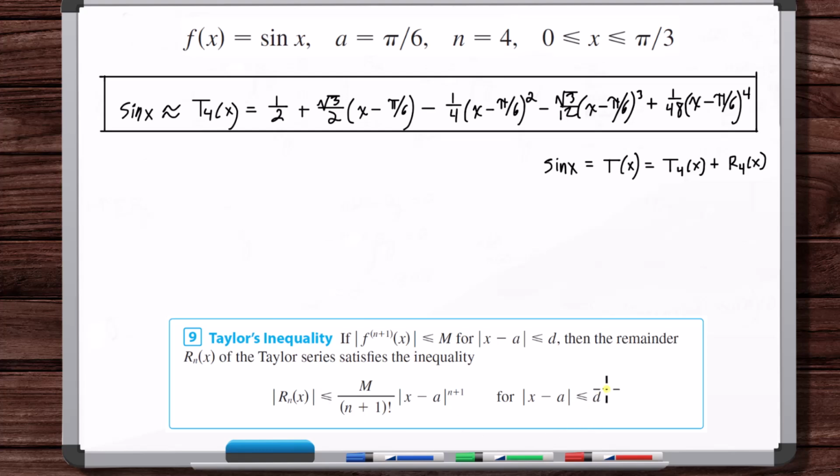We know d here. We're going to be applying Taylor's inequality over a restricted distance away from the center point. That distance is, let's see, pi over 6 above and below the center point. So we know d here is pi over 6. That's what we're applying Taylor's inequality for. So we've got everything we need, except the capital M. How do we get the capital M?